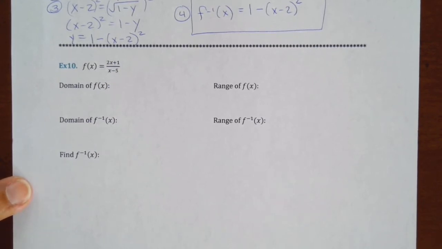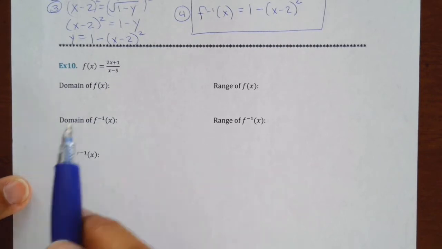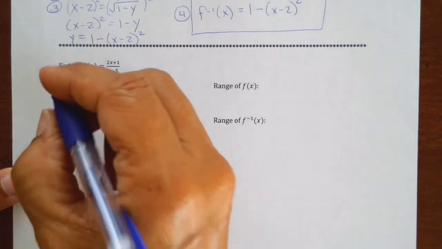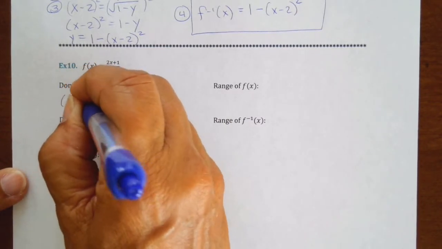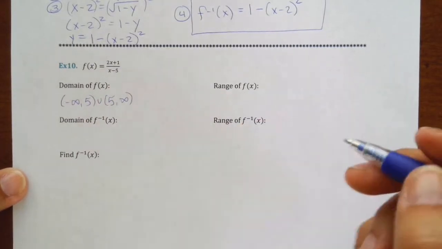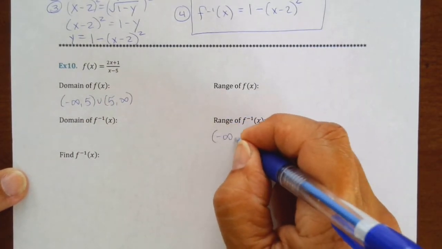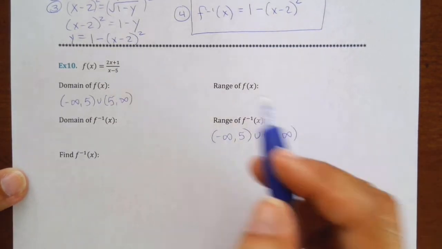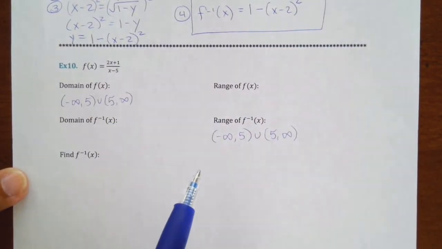So this is one of those that I might find the inverse first. Now I do know the domain. X cannot equal 5. Okay, so I know the domain is from negative infinity to 5, 5 to infinity. Which means I do know the range of the inverse would be negative infinity to 5, 5 to infinity, right? The domain of the function is the range of the inverse.